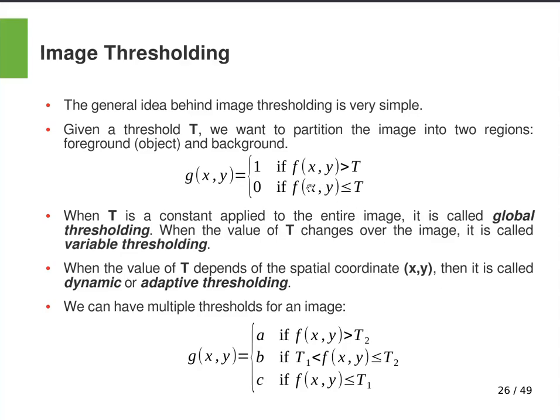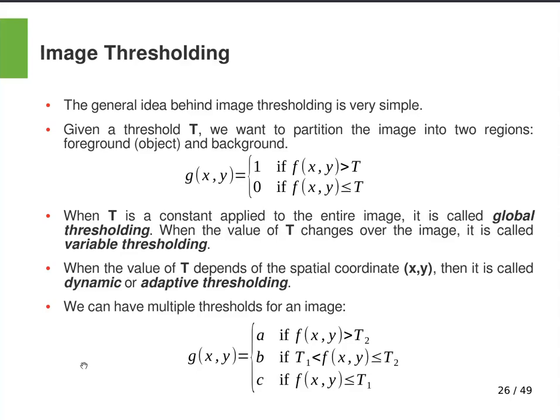So the way it works is that for any pixel location, we compare the value of the image at that location with threshold t. If the value is greater than the threshold, we assign 1 to the resulting image. If the value for that location is smaller than or equal to the threshold, we assign a value of 0. So when this threshold is a constant that is applied to the entire image, it is called global thresholding. But when the value of the threshold changes over the image, it is called variable thresholding.